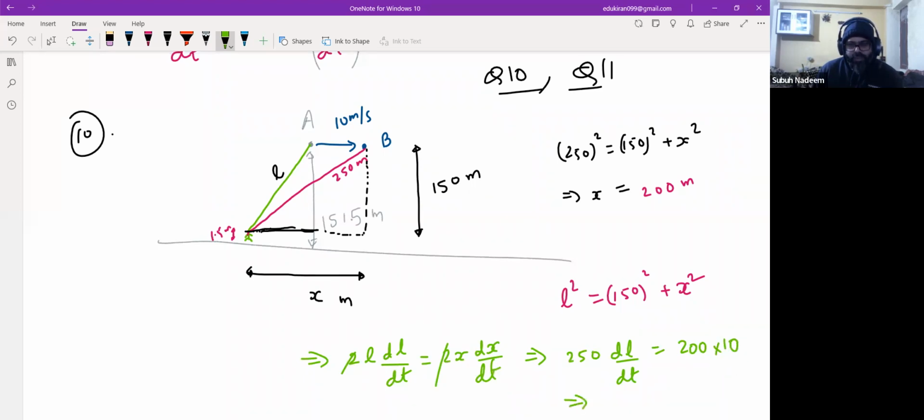So what we get is dl by dt is equal to, a 0 cancels, 200 by 25, which will be 8 meter per second. So this is the speed at which the length of the string is being let out. Yeah, this is the answer which is given.